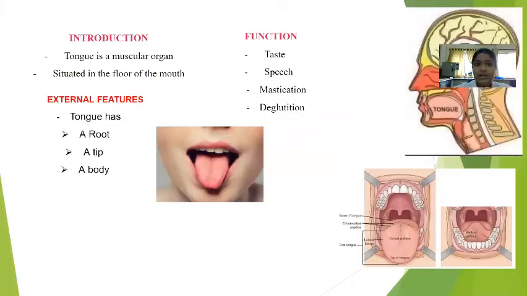So, introduction. The tongue is a muscular organ situated in the floor of the mouth. The external features are that it has a root, a tip and a body. The functions of the tongue include taste, speech, mastication and deglutition.